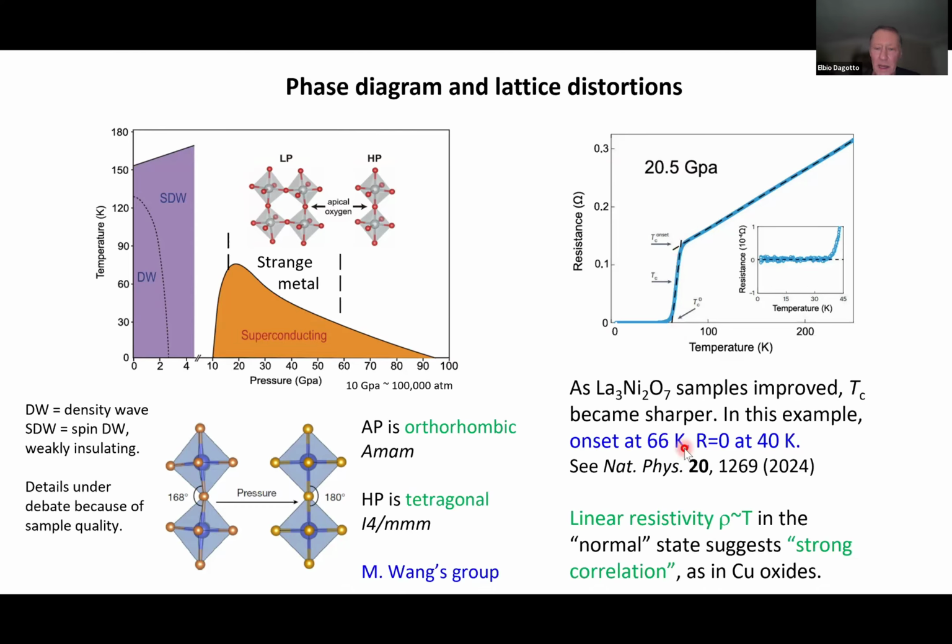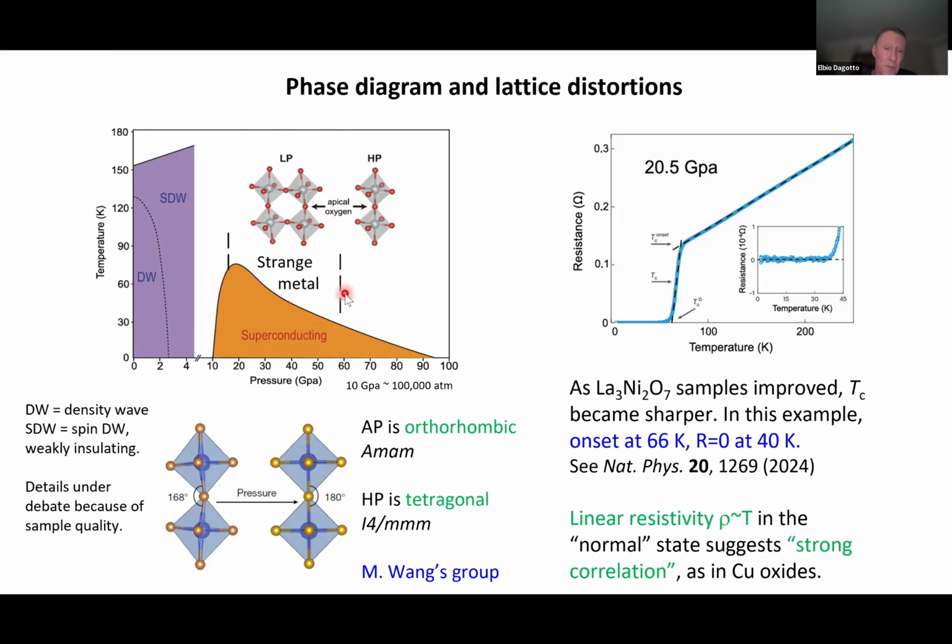Under other circumstances, mixing lanthanum with praseodymium, bringing neodymium into the mix. The current record is very close to 100 Kelvin. And you see here this beautiful linearity. The resistivity goes linear with temperature in the normal state. This suggests strong correlation simply by analogy with the copper oxides. At optimal doping, they also have a linear resistivity.